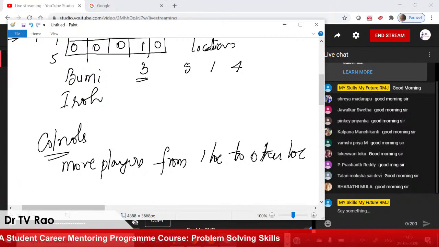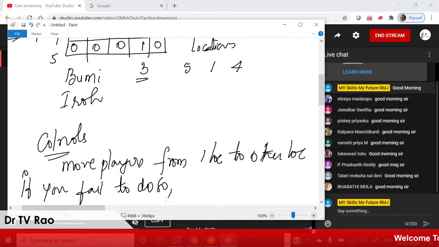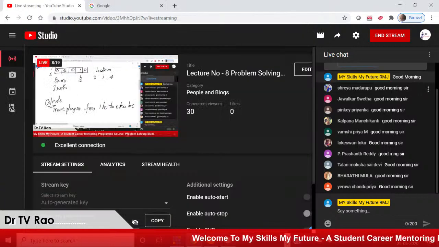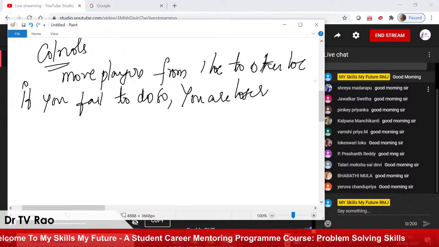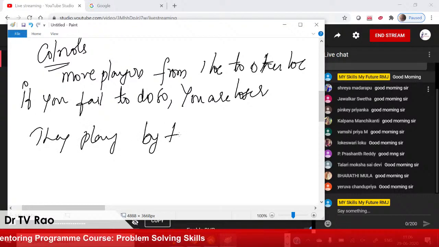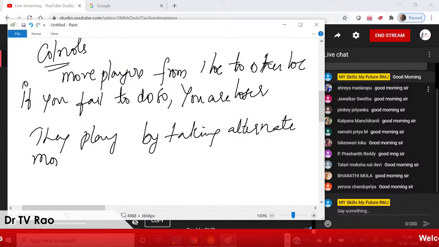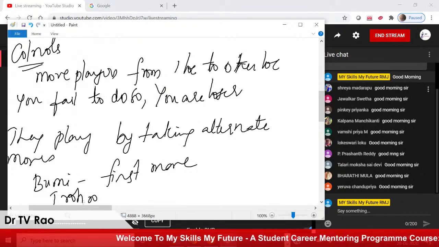Okay. If you fail to do so, then you are the loser. Okay. So they play by taking alternate moves. Bhumi takes the first move, Airo takes the second move.